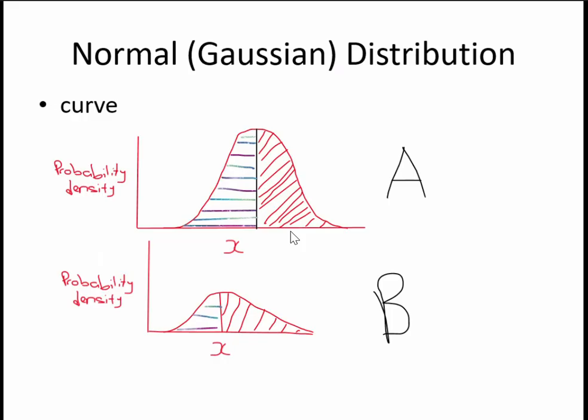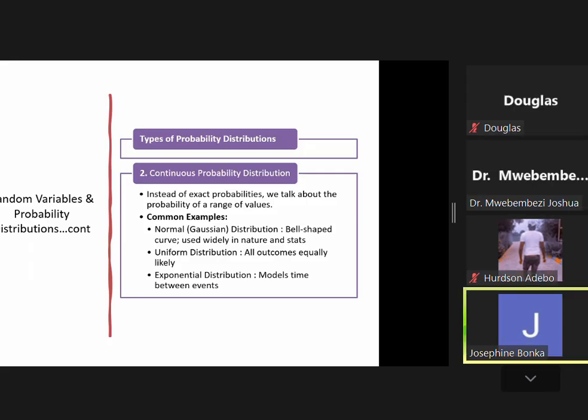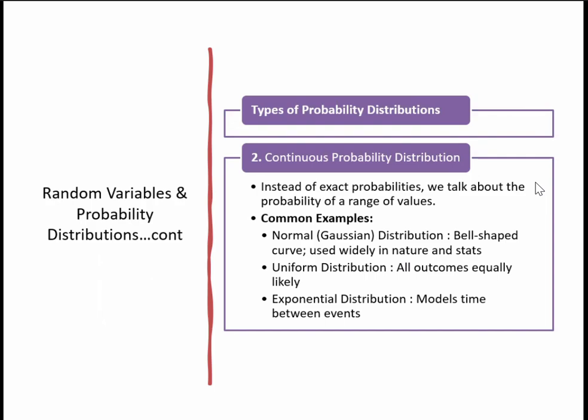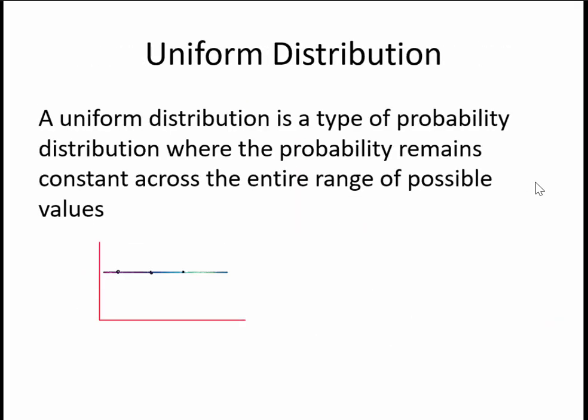Okay, so in continuous probability distribution, we look at a normal distribution which follows the normal distribution curve. Then we look at uniform distribution. The difference between normal distribution and uniform is that for uniform distribution, we expect that all the outcomes are the same. We expect that all the probabilities of that occurrence happening is the same throughout.